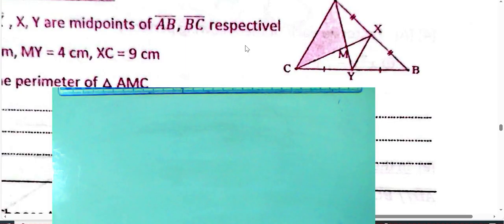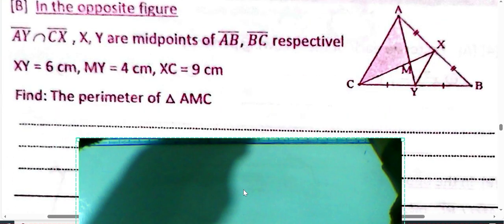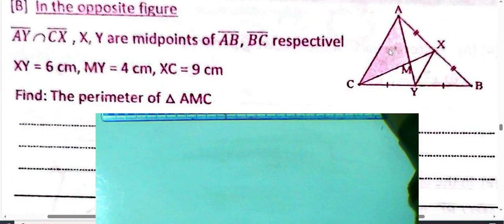Next question. Look at this question. In this example, he wants to find the perimeter of the colored part. He gave me this information: xy equals 6 centimeters, and xy is a mid segment, and ac will be twice xy. It will be 12 centimeters. Also, he gave me xc was 9, then cm is a third of 9, 6 centimeters. We can find em. He gave me my 4, then am will be twice my, it will be 8 centimeters. xy is 6, then ac will be 12.